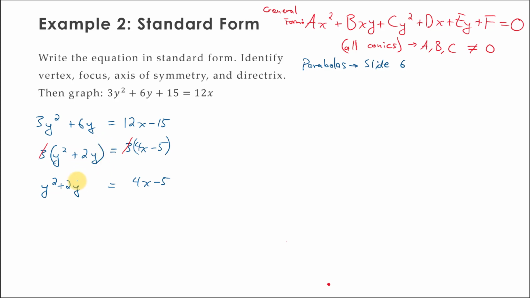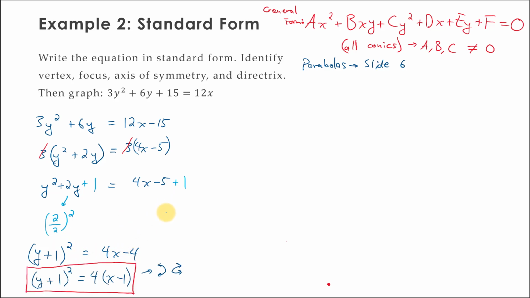So in order to complete the square, what's our 2-step process? I take this coefficient, I divide it by 2, and I square it, okay? So 2 over 2 is 1, okay, squared is 1. So I added 1 to this side, which means I have to add 1 to the other side of my equation as well, all right? And then when I simplify that, I get (y plus 1) squared equals 4x minus 4. And then my final standard form equation is going to be, when I factor out this 4, (y plus 1) squared equals 4(x minus 1).